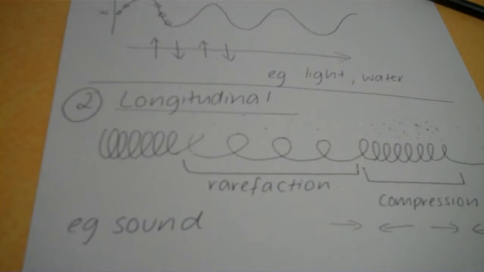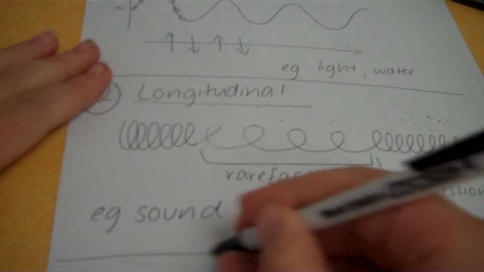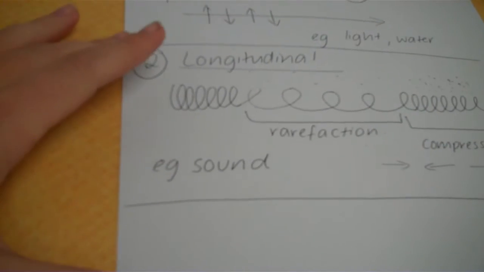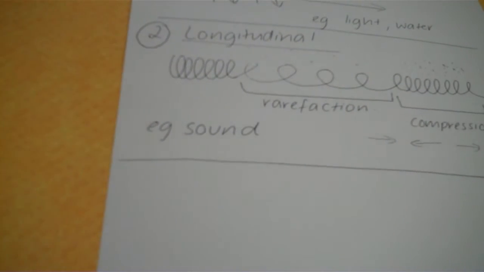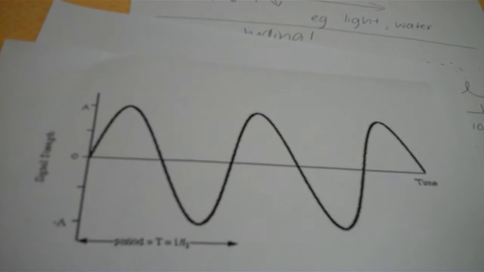As I said before, a single disturbance is a pulse, but if you have multiple disturbances, that's when it turns into an actual wave. So let's quickly go through the areas of a wave that you're going to need to know as well.